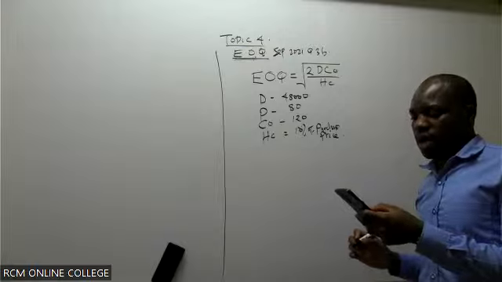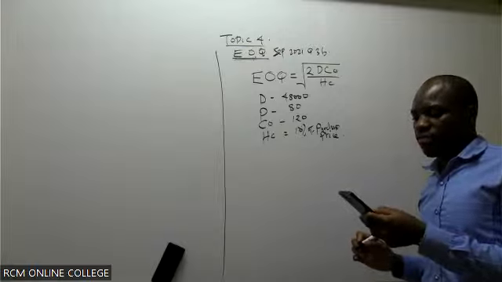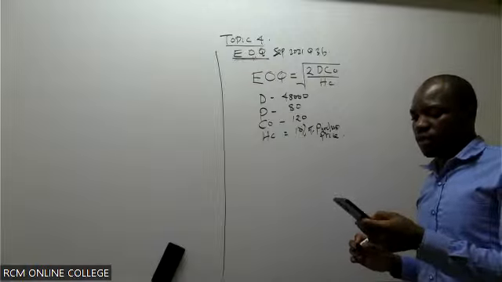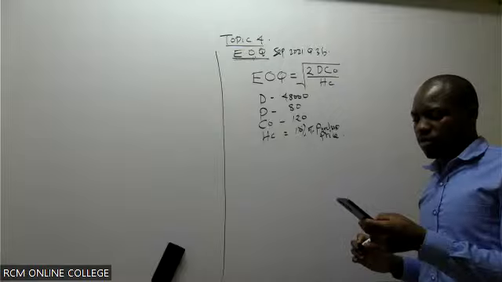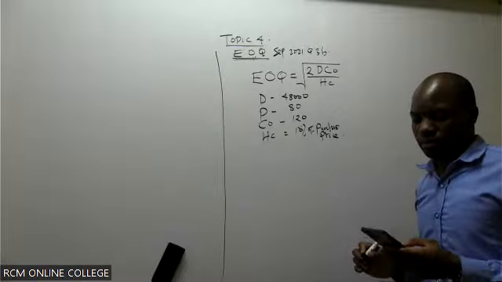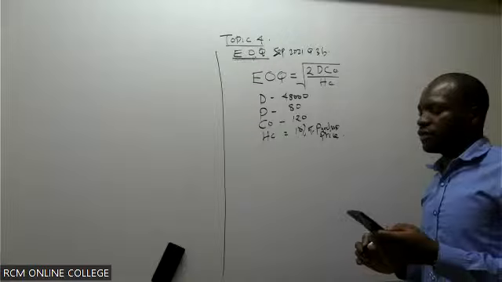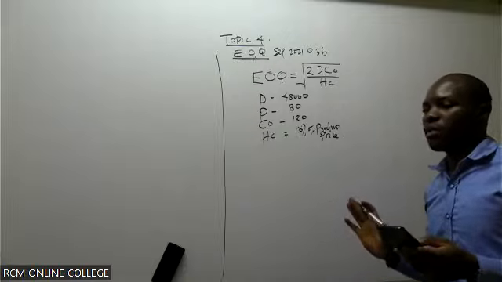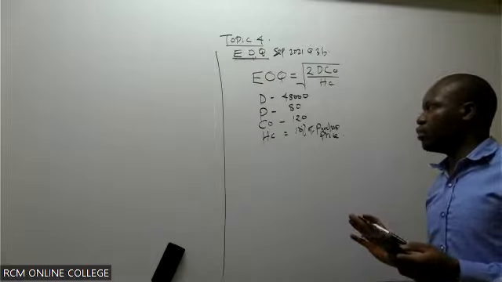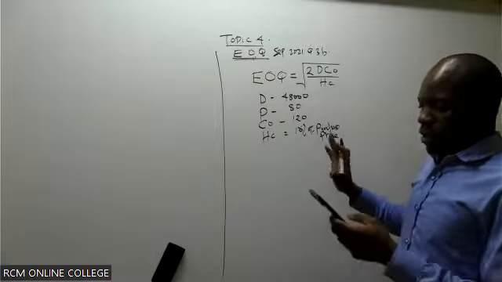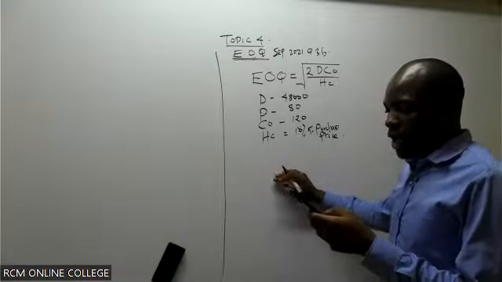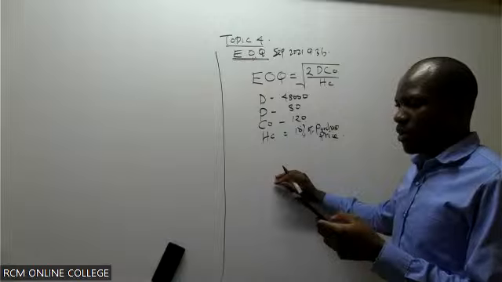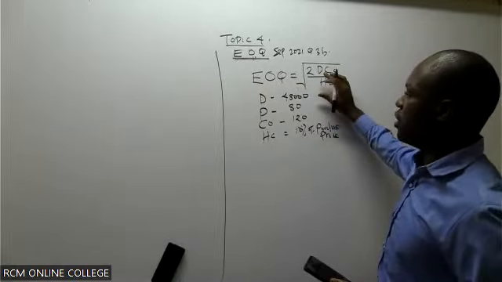The supplier of raw material Y has offered a discount of 1% of the purchase price if each order placed is for 2,000 units. If each order placed is for 2,000 units, then they're going to get a discount of 1% on the purchase price. So what do we need to do? The first thing they want us to do is the economic order quantity of raw material Y.